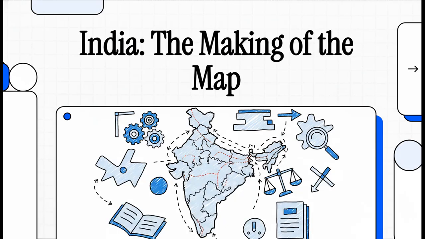Welcome to The Explainer. When you look at a map of India today, it seems so permanent, so solid. But have you ever wondered how it got that way? Today, we're going to trace the incredible story of how the modern political map of India was drawn, redrawn, and believe it or not, continues to evolve.